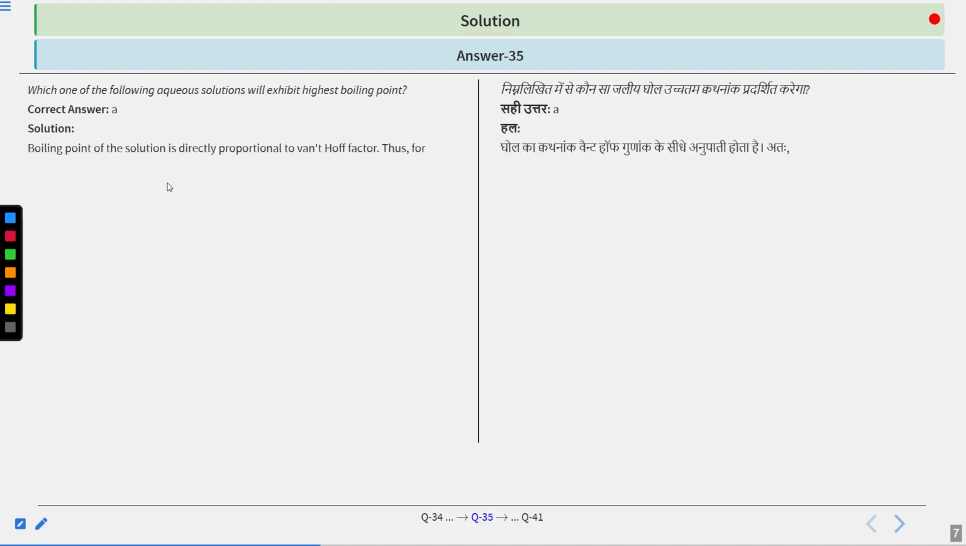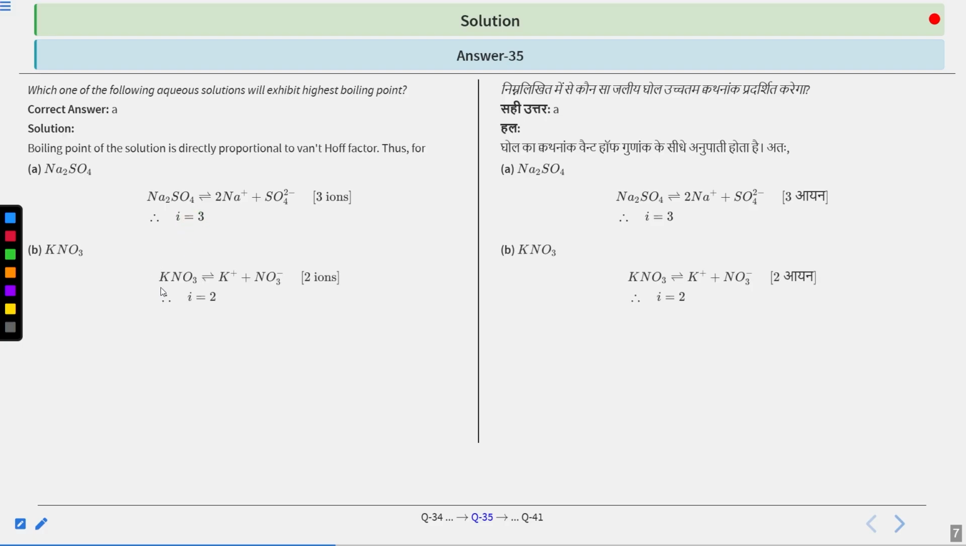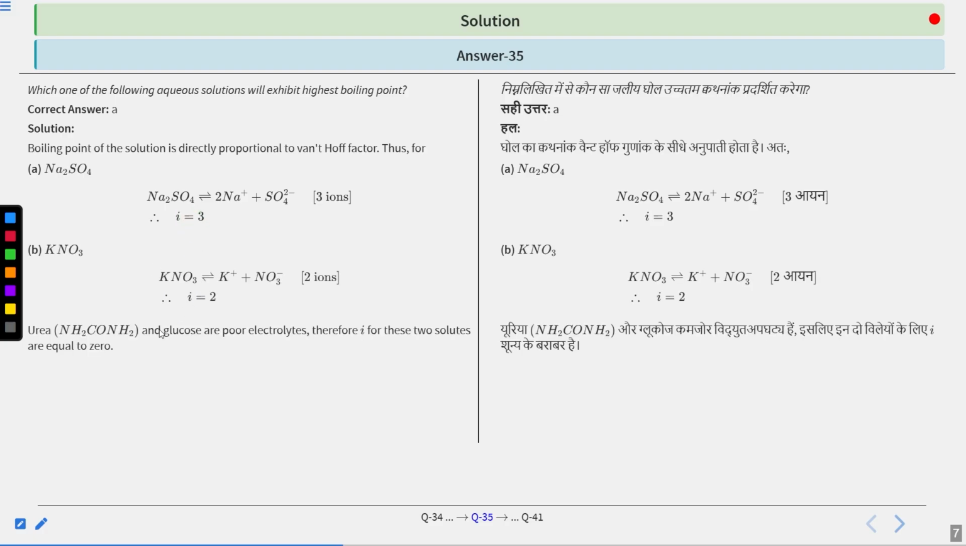So we know that the van't Hoff factor is directly proportional to the boiling point, or the number of particles, I would say. Since Na2SO4 is giving us 3 ions and KNO3 giving us 2 ions, and urea and glucose are non-electrolytes, so i will be equal to 1. Okay, not 0, it will be equal to 1. Though in the book you don't have to put i here, so it is written 0. You can take it as 1 also, because the actual formula includes i, and since we are having only one particle, we can take it as 1.